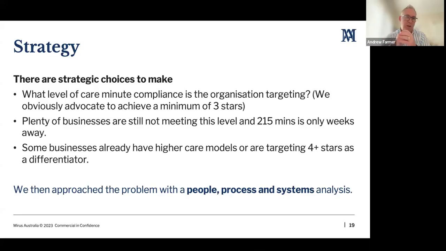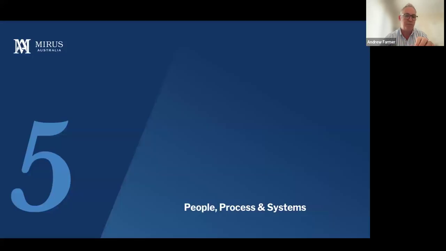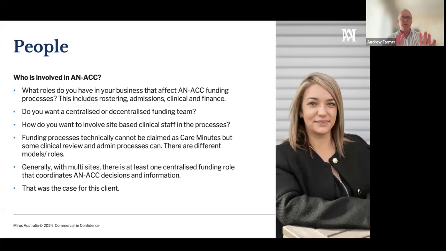Once you've set that strategy, and this also includes how you structure your business and the roles you have in the business, which I'll talk about in a minute, you need to analyze what you're going to do according to this construct: the people, the process, and the systems. This is just one way to break down how to think about the decisions that you're going to make as you implement this operating model. So firstly, people.